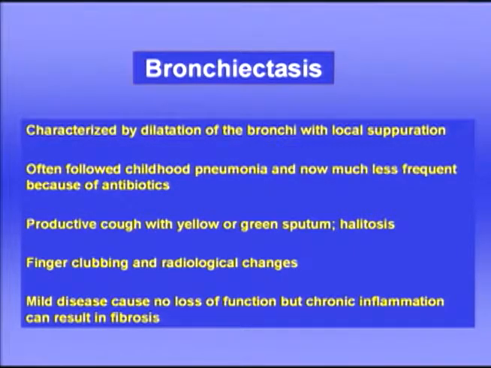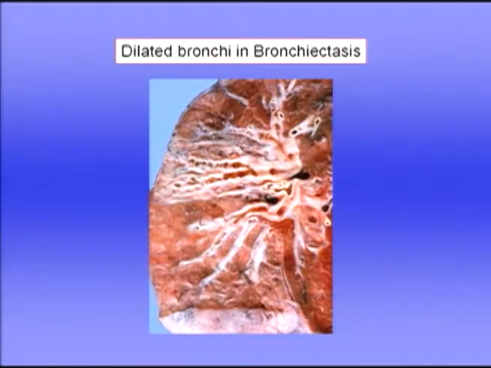But if you do get bronchiectasis, which you don't often see now, the patient has a productive cough with yellow or green sputum. It's a very unpleasant disease, and there's often extreme halitosis. Finger clubbing is common, and there are radiological changes. You can see the changes in the diseased airways. The loss of function is not particularly important, but in chronic inflammation, you can get fibrosis. Here's a lung with dilated bronchi from bronchiectasis. We can see the dilated bronchi, which of course are very abnormal, caused by bronchiectasis.